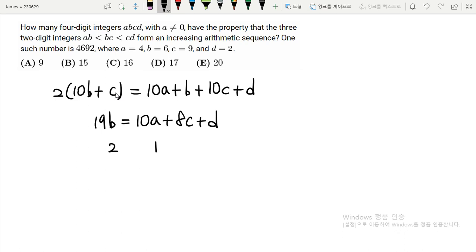28, because 19 times 2 is 38. 38 minus 10 is 28. So that means, let's say C is 3 and D is 4. So now 8 times 3 plus 4 is 28. So this is one example, one quadruplet we made.